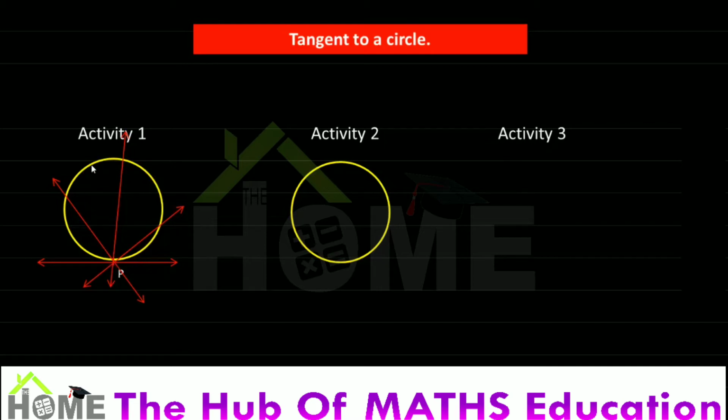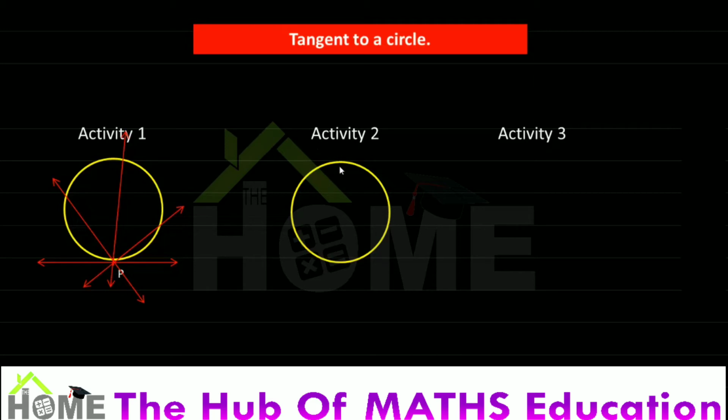Of course, there are an infinite number of points on a circle, so we can draw an infinite number of tangents to the circle, but from one point we can draw only one tangent.